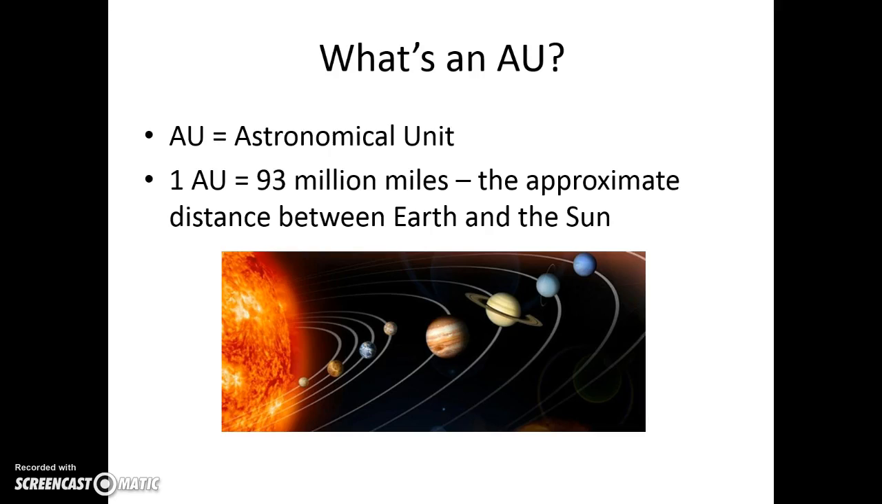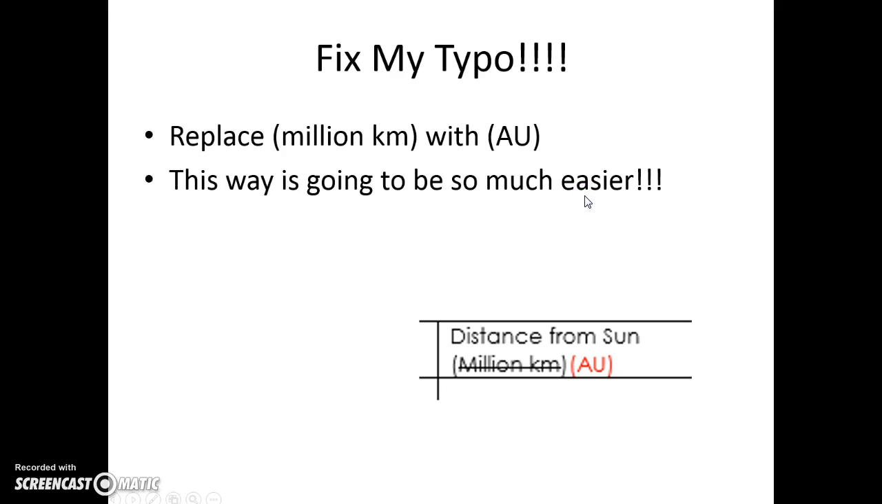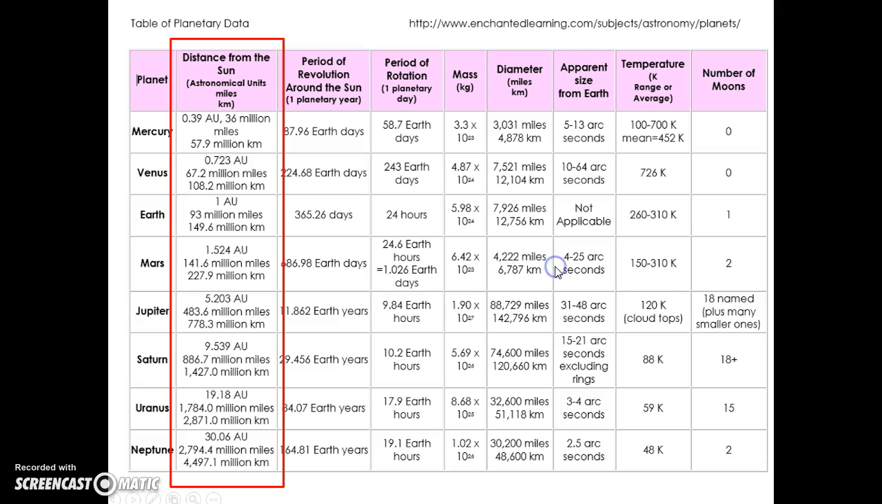So you're going to be using AUs in your scale today, and that is good news for you because it makes life easy. However, you do need to quickly fix my typo for me, okay? It was not worth printing all new papers for this, but as you can see on your paper, it's going to say million km still under distance from the Sun. I need you to cross out million km and change it for AUs, because you are going to use AUs, and it's going to be easier. You're going to like it a lot. Not much math for you.